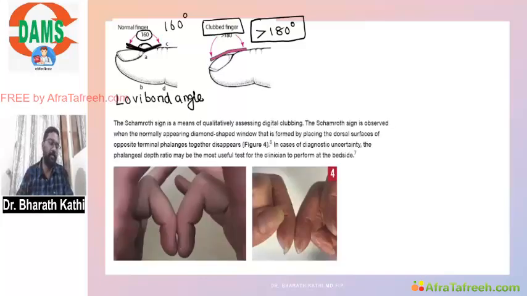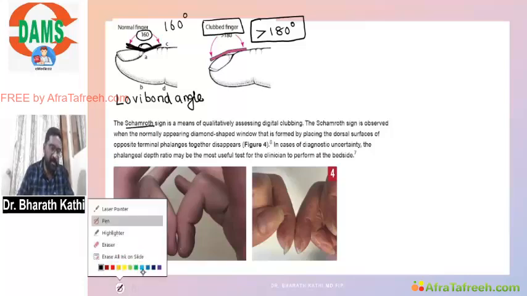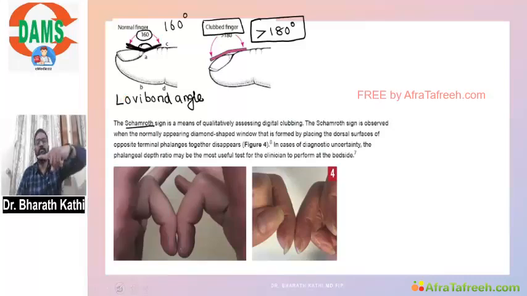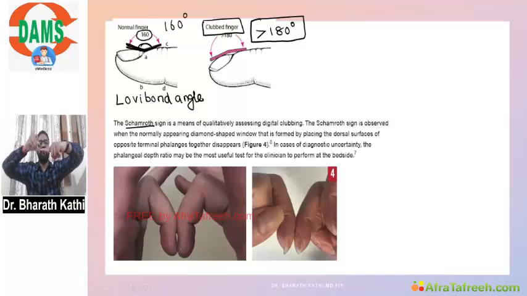Another commonly demonstrated sign is the Shamroth sign. They will ask you to demonstrate clubbing. One thing you can do is look from the side. This is called the profile sign. If you can identify the angle as 160 degrees, or you can see there is no bulbous enlargement, it is negative for clubbing.